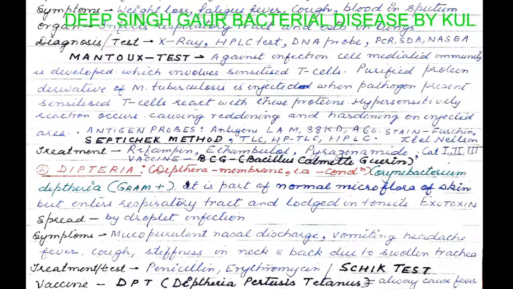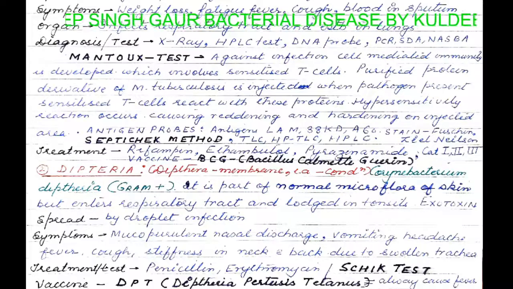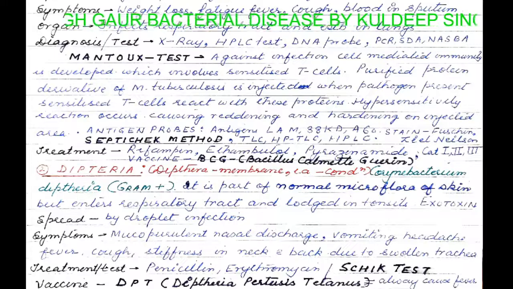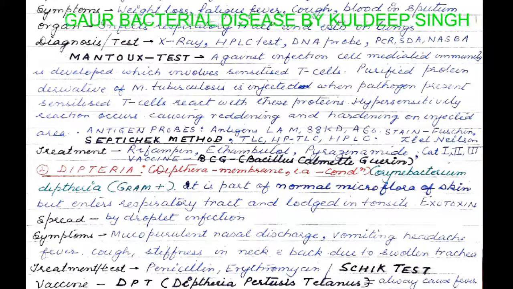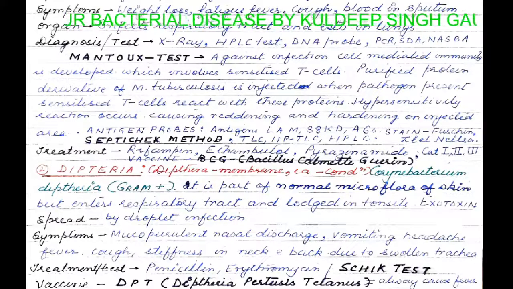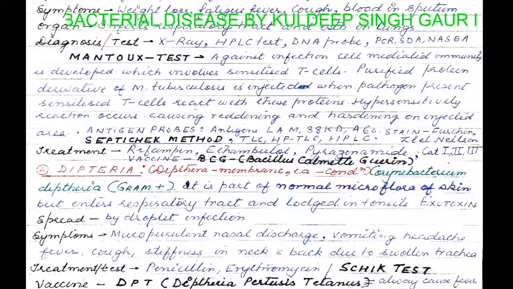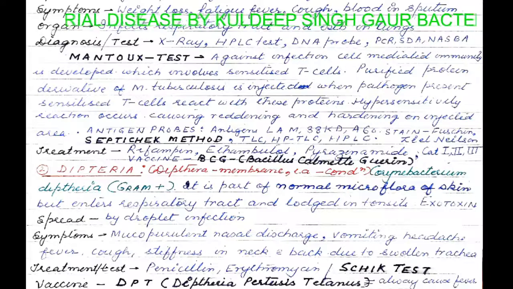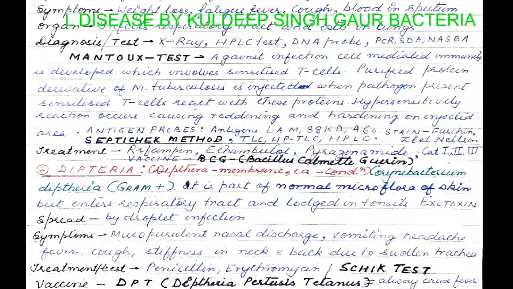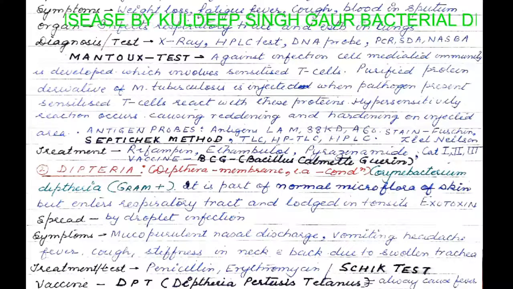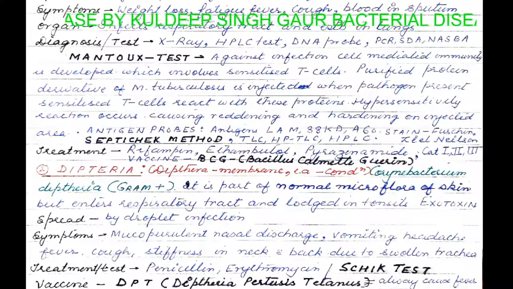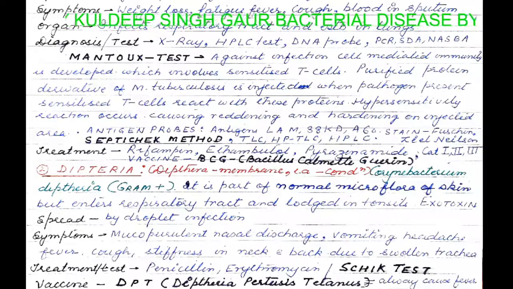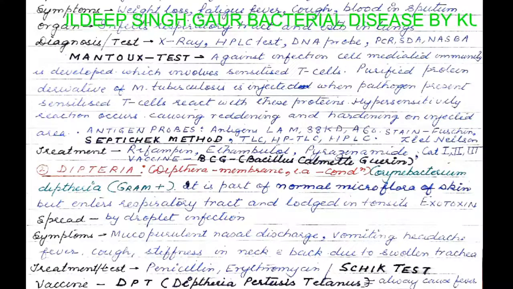Then another disease is diphtheria. Diphtheria means membrane, and the 'ia' means the condition. This is caused by Corynebacterium diphtheriae, which is a gram-positive bacteria. It is part of the normal microflora of the skin, but at times it enters through the respiratory tract and gets itself lodged in the tonsils, secretes exotoxin, and is spread by droplet infection.